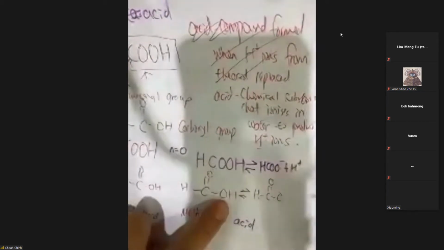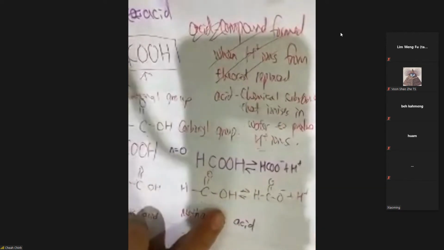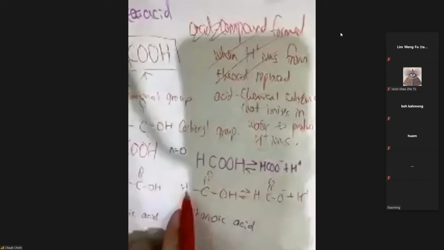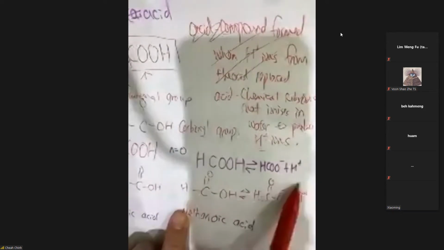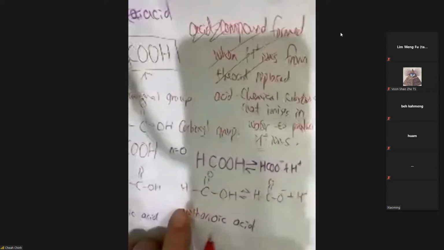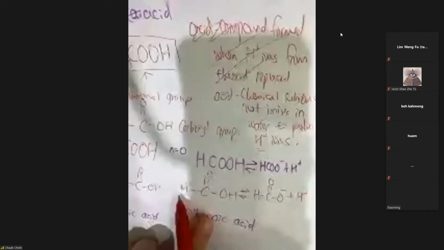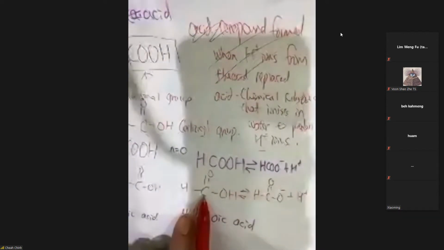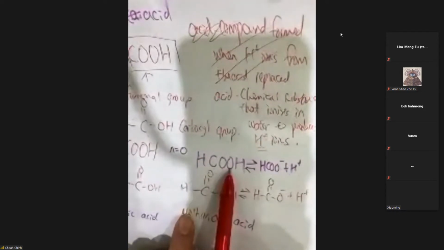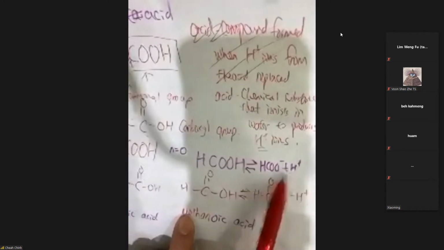HCOO negative and hydrogen ion. From here you can see we actually have 2 hydrogen. Which one will become hydrogen ion? Only the hydrogen that is joined to the oxygen can become hydrogen ion. Others cannot. This hydrogen joined to C cannot become hydrogen ion. In the molecular formula, the one joined to the oxygen can become hydrogen ion, so we are left with HCOO negative.